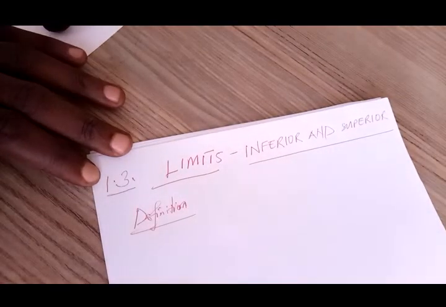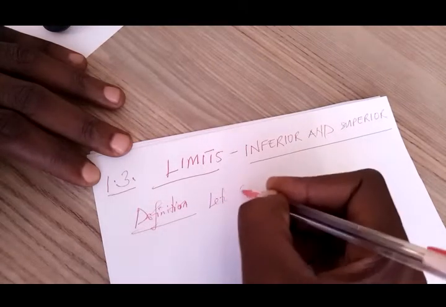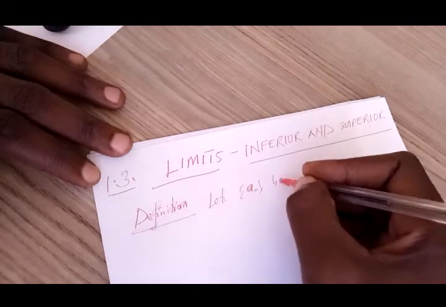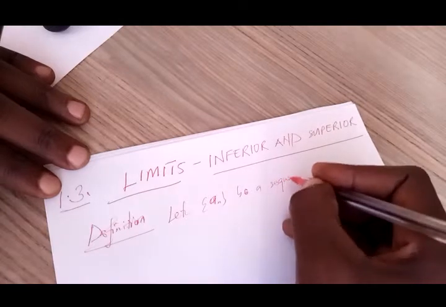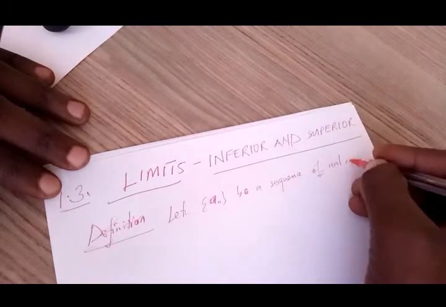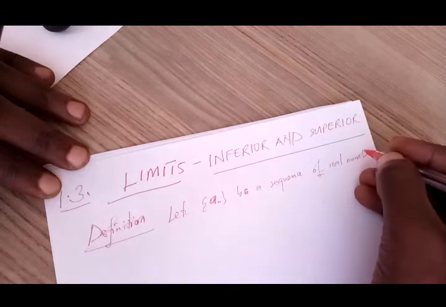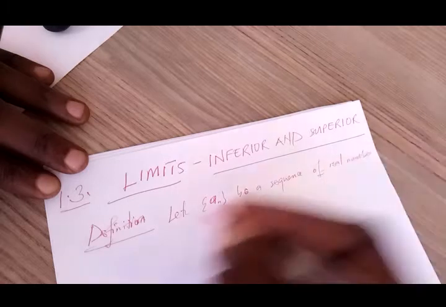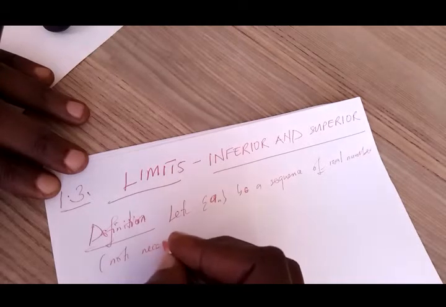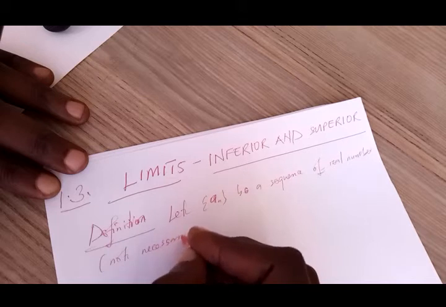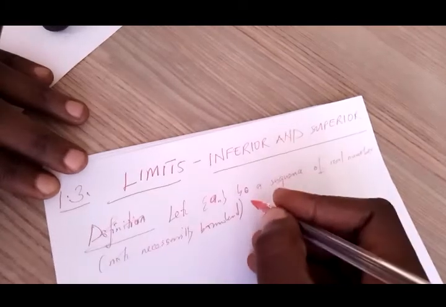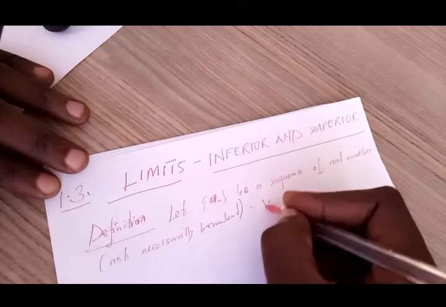So the definition for this is we'll write our an to be a sequence of real numbers, but the condition is they need not necessarily be bounded, meaning that they can be bounded or unbounded. Okay.